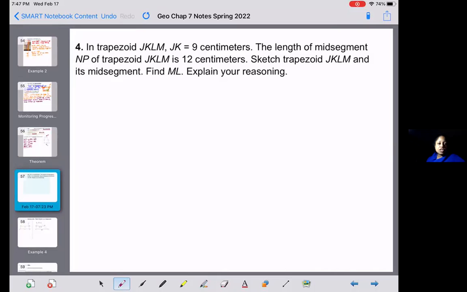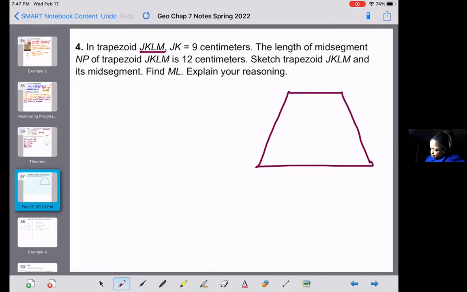Okay, first of all, it's trapezoid JKLM. JKLM right here. So I'm going to draw that. JKLM. Keep in mind, you got to go around on all of these polygons. You can either go clockwise or counterclockwise. That part doesn't matter, but you cannot go JKML. That does not work. Okay, can't do that.